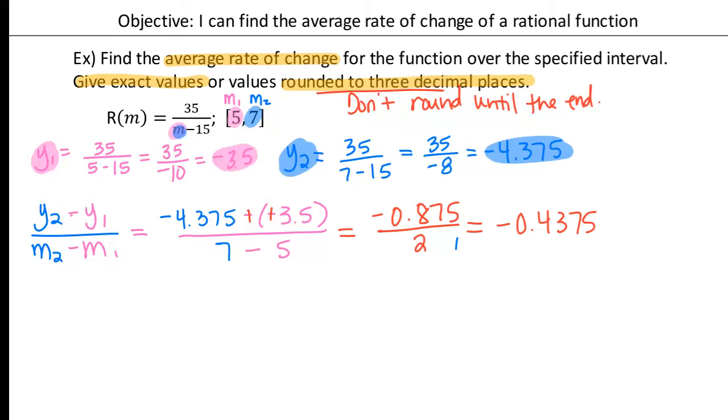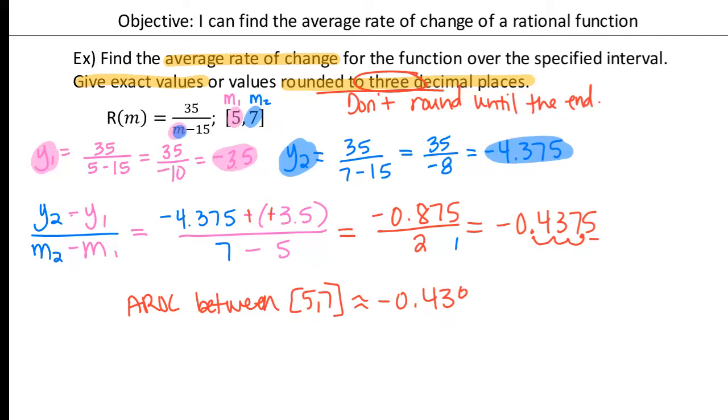All right, but the directions say round to 3 decimal places. So after the decimal, you do 3 numbers. So 1, 2, 3. So I'm looking at the 5. That's 5 or more. So they add 1 more to the 7. So we're going to say the average rate of change between the interval 5, 7 is approximately negative 0.438.